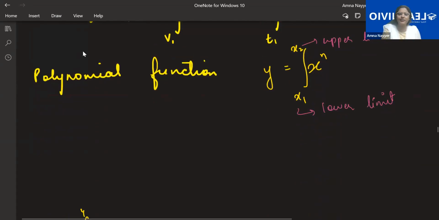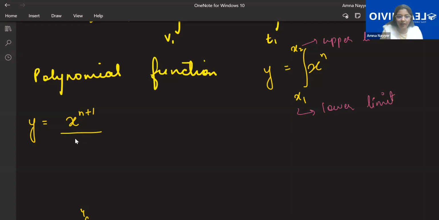I'll just tell you the formula, then examples; through examples only it will get clear. So don't get scared of the formula, because it has one more step than differentiation. See, when we are integrating y, x to the power n is there. In differentiation, the power used to become n minus 1. Here, the power will be added to 1: x to the power n plus 1. And you divide it by the same power, n plus 1.